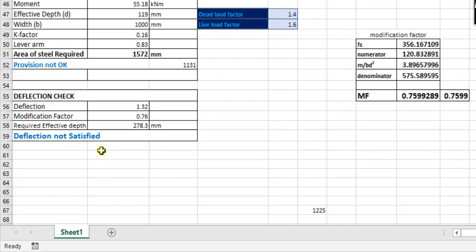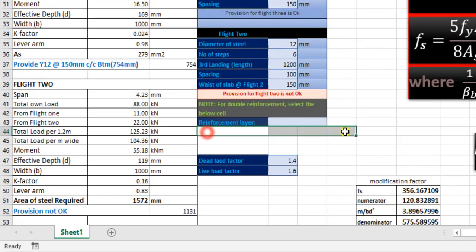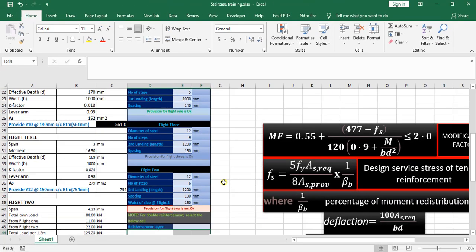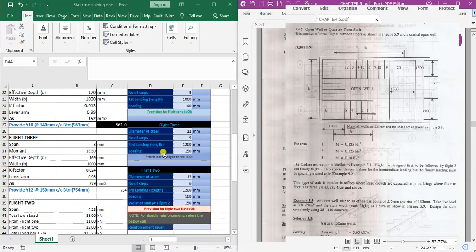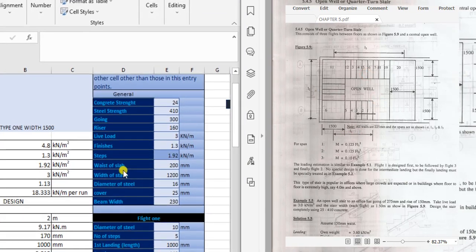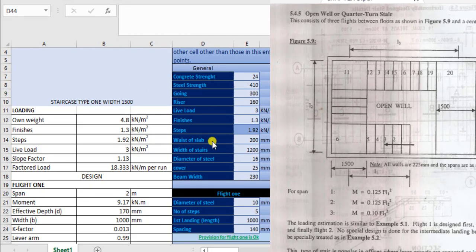You can also call this deflection, and also put the deflection there as you want to. So without wasting much time, let's quickly look at how we compare our design with the textbook. Remember, we are using Engineer Victor Yonoga's design of staircase from his textbook.